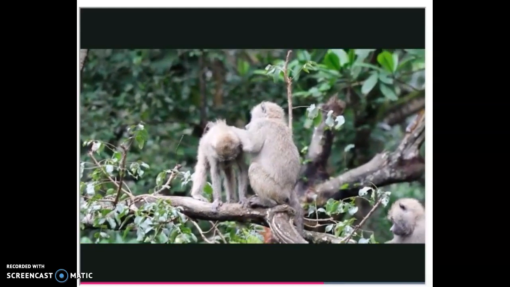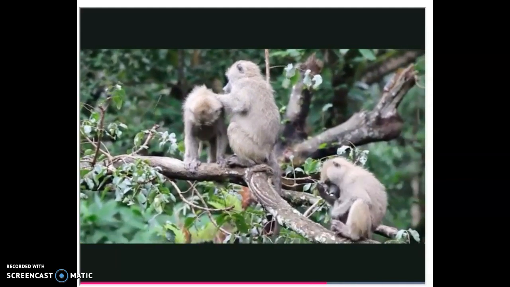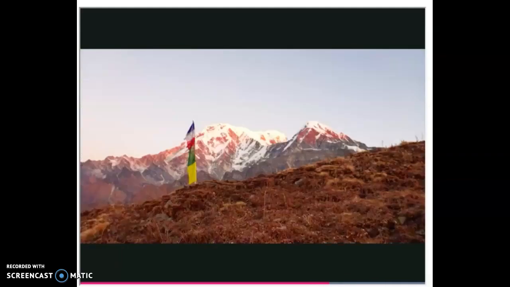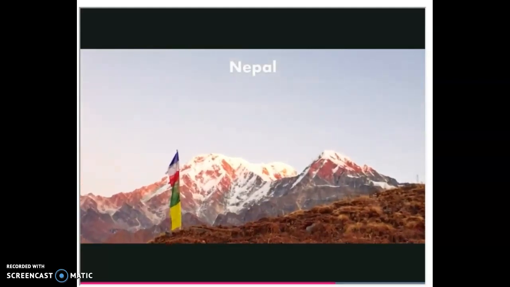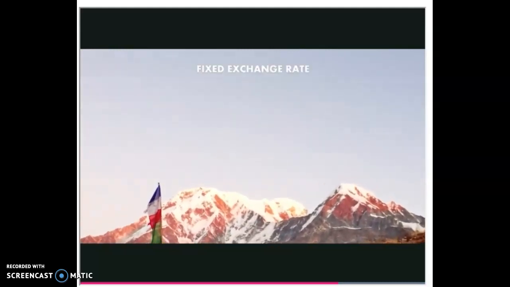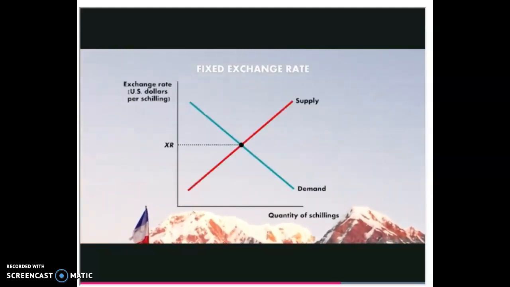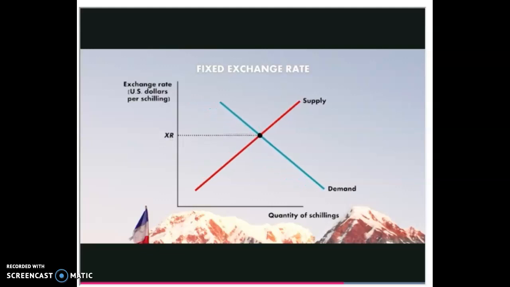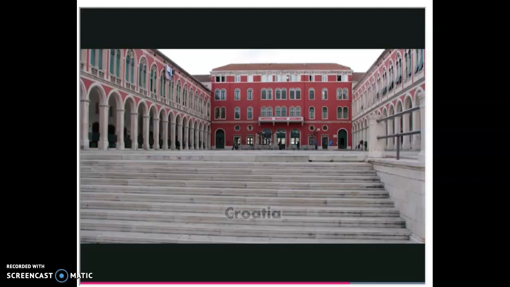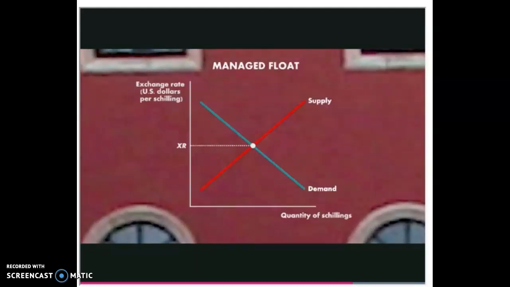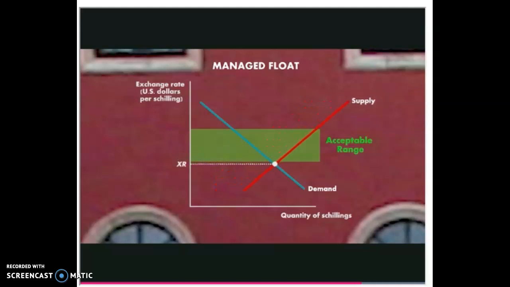Countries like Tanzania that let the market determine the exchange rate have what is called a floating exchange rate. The governments of some countries, such as Nepal, buy and sell currencies to keep the exchange rate steady. They have a fixed exchange rate. If, say, the demand for their currency increases, the government will increase the supply to keep the exchange rate steady. Croatia is among the countries that have adopted a managed float for their currency, which means that they allow the market to determine the exchange rate within certain boundaries. If the exchange rate gets too high or too low, the government steps in to make an adjustment.